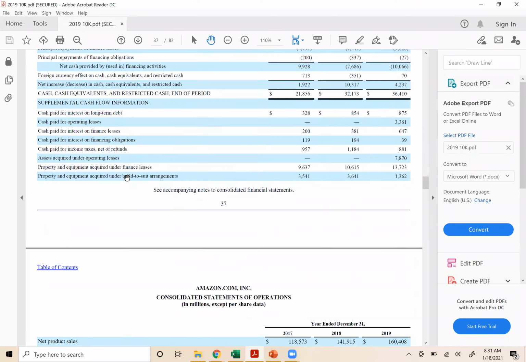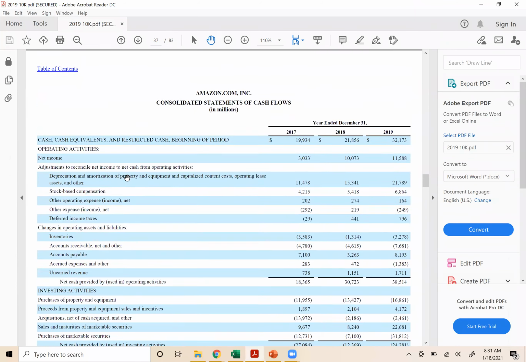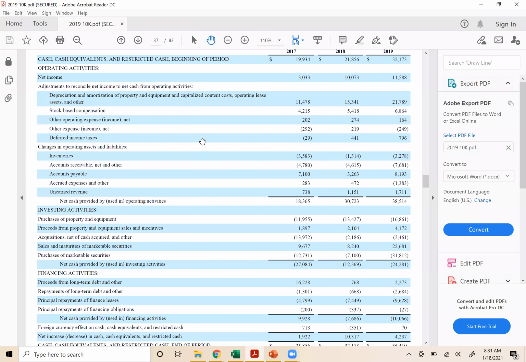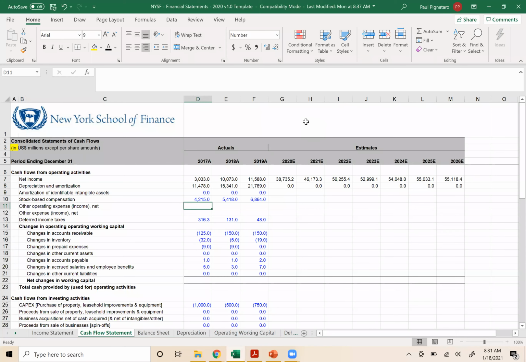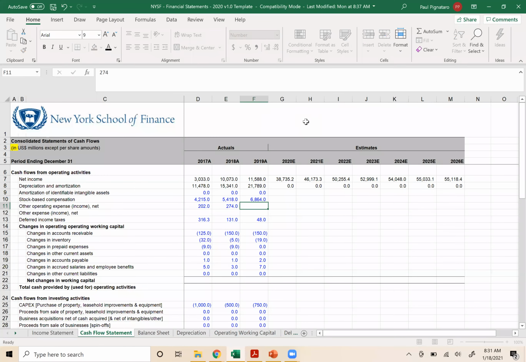In other words, it's basically saying, here's our operating expense income, 214. Of that, this 202 is added back, is not cash. We need to project the not cash version as separate. 202, 274, 164.